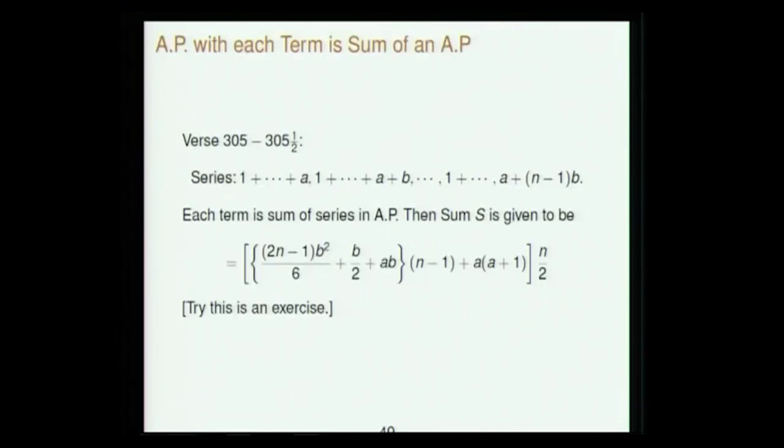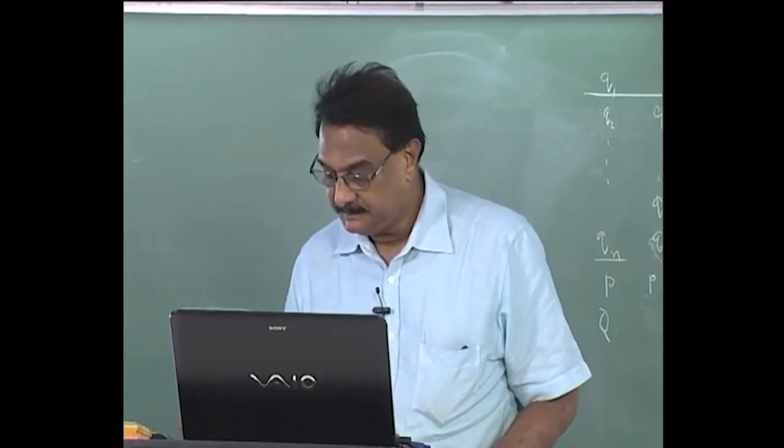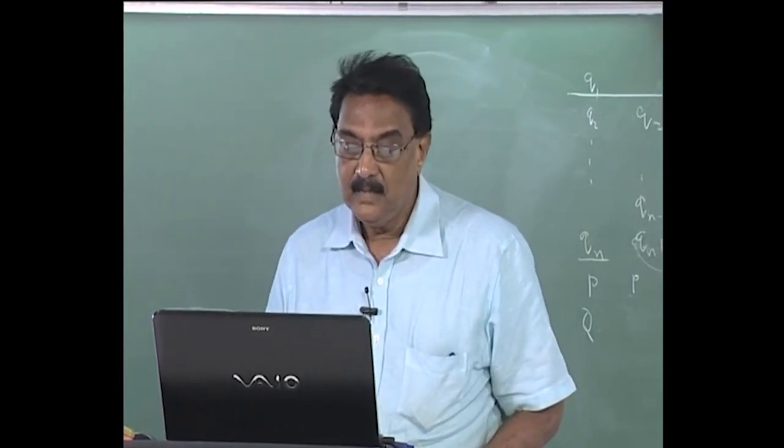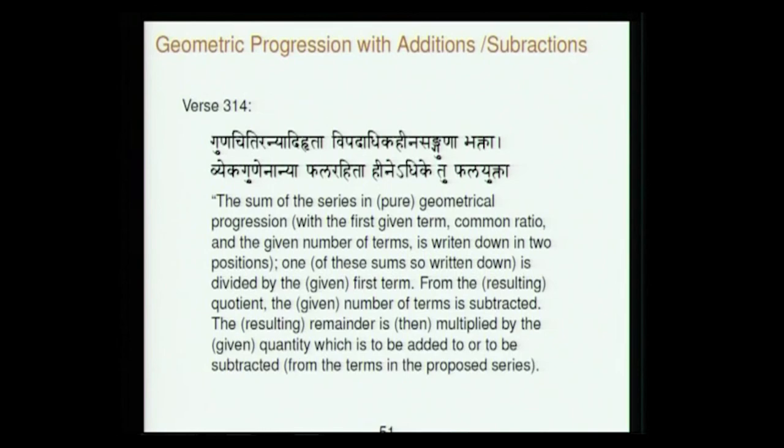One plus etcetera up to a and then this will go up to a plus b. There are many more terms here in the second term. Suppose A is 20, B is 30. So there are 10 more terms in the second one. Each term in the series is a sum by itself. So similarly, this sum of sums and all that, some combinations are given.